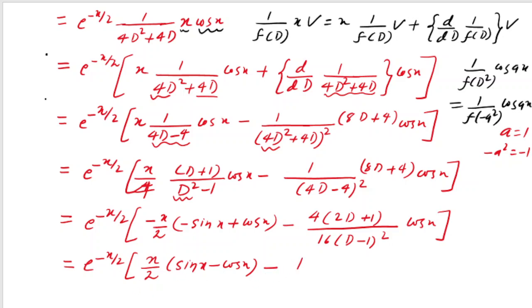Now let us complete the next part. So 4, 2D plus 1, and actually this 4 can be cancelled, so let me remove this 4, and here I should write 2D plus 1, and I can write 1 by 4, right? And here I will have D minus 1 whole square, so that will become D square minus 2D plus 1, and that we will operate on cos x. Now we don't have any more space, so we need to move to the next page.